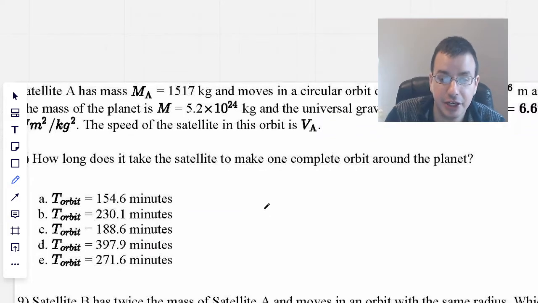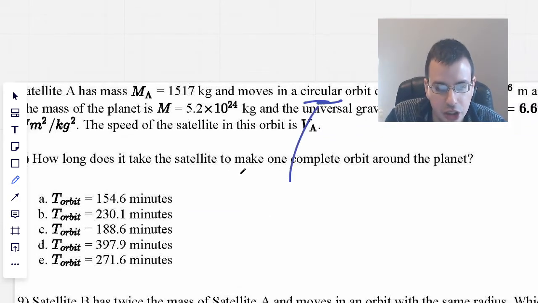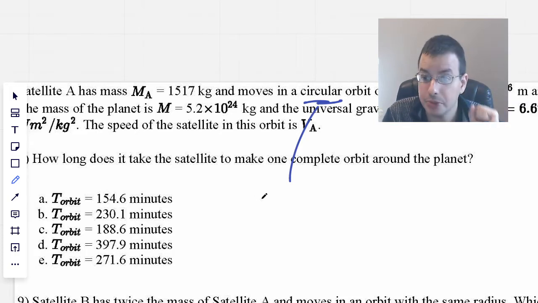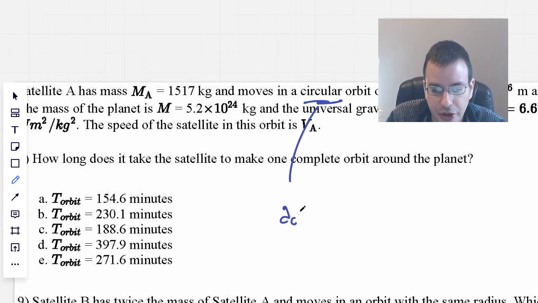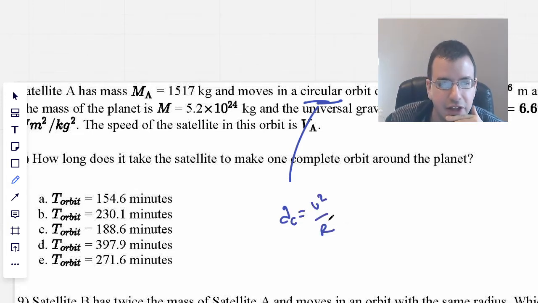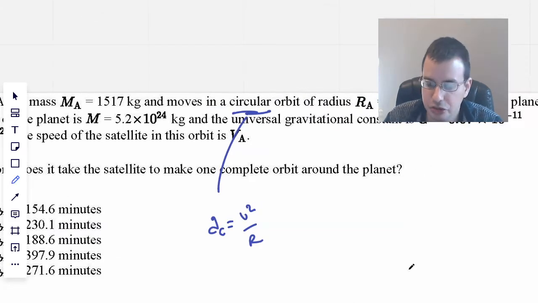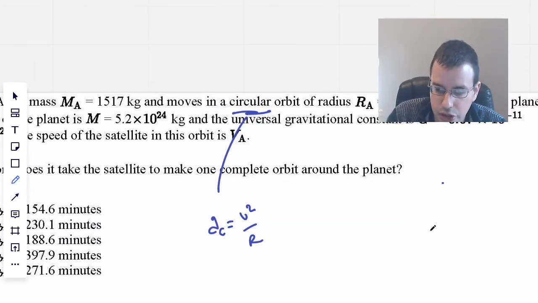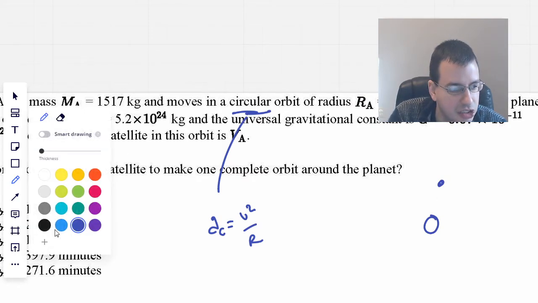Okay. So first thoughts here is we have a circular orbit, which means that we have a constant centripetal acceleration. So centripetal acceleration will be v squared over r, where r is the radius that's going around. Let's draw a picture real quick. So we have a planet like so. We have a satellite like such.